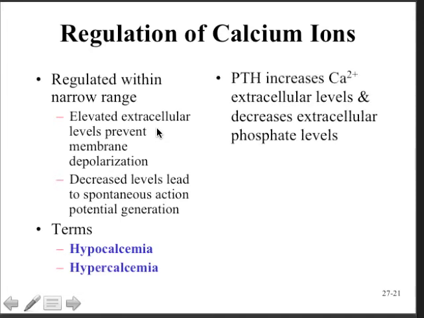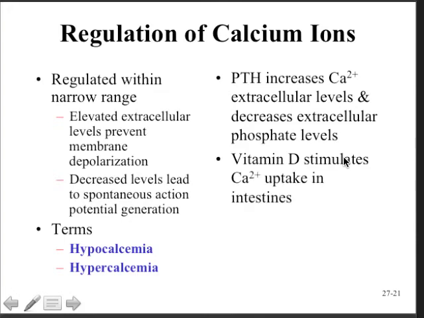The major players here are a couple of hormones, well, more than a couple, but the two major players are parathyroid hormone, which is of course produced by the parathyroid glands on the back of the thyroid. Their action is to basically increase blood calcium levels, and also calcitonin, which is produced by the thyroid gland, which has the opposite effect. It tends to reduce blood calcium levels. In addition to this, PTH also decreases extracellular phosphate levels.